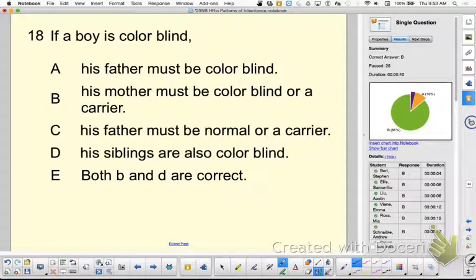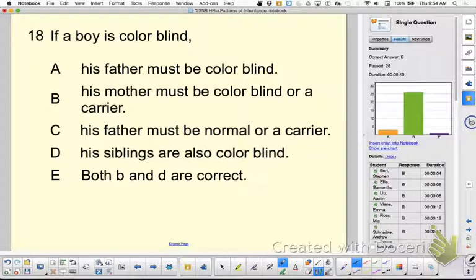So let's talk about this. Good job, Steven. If a boy is colorblind, the boy is this, right? What is this boy? Look at me. If a boy is colorblind, some of you picked A: his father must be colorblind. Does he need to be colorblind?